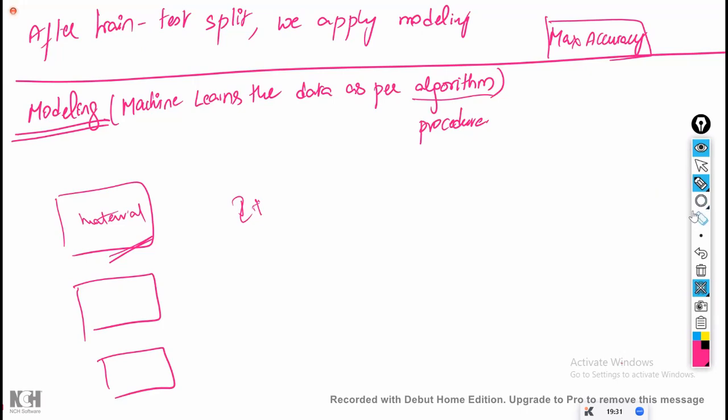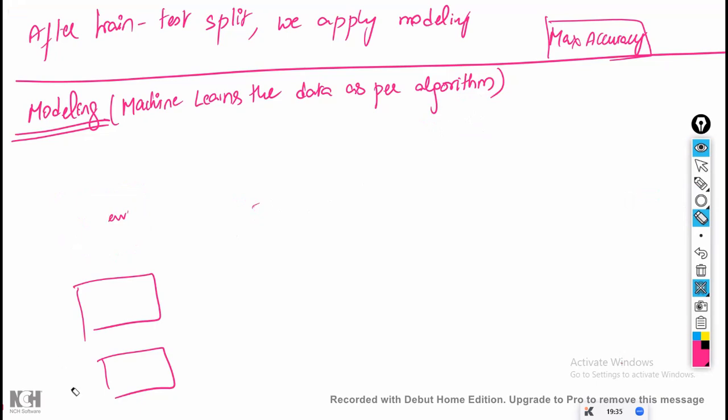Similarly, here also it is the same. By seeing the data, we are not going to say which algorithm will be the best, or which procedure is going to give the best accuracy. By seeing the data, none of them can predict like that. So what we have to do is apply each and every algorithm on the given data.